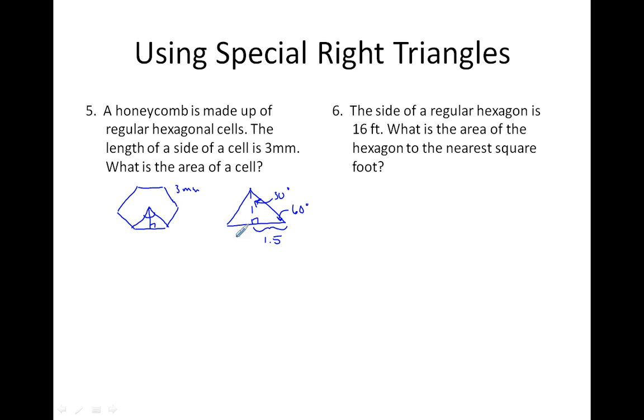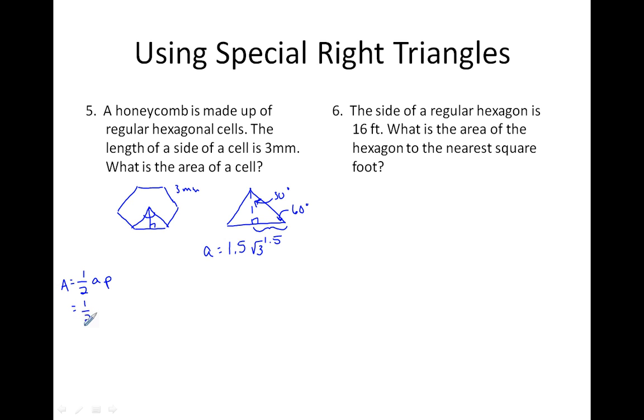So this will help me find the length of my apothem. If you recall from a 30, 60, 90 right triangle, the side opposite your 30-degree angle, if you consider it to be S, the side opposite your 60-degree angle is that S times the square root of 3. So my apothem is actually 1.5 times the square root of 3. So now we have enough information to use our formula to find the area of this polygon.